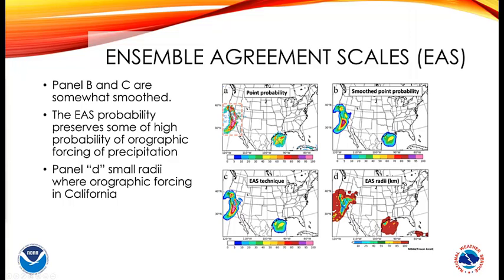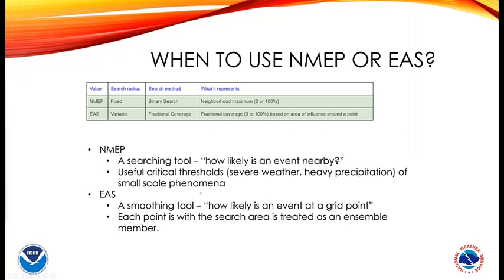And the radius, you can see the radius is here. You got some in the blue that are 10, and then farther out, it's 100, way out here off the ocean. But as you can see in the mountains here, the light blue is showing actually the 10-kilometer. So it is trying to pick up that resolution. Now, when do you use the NMEP or the EAS?